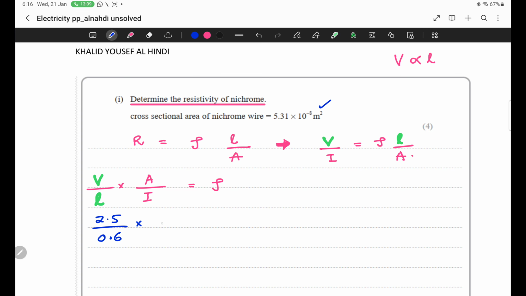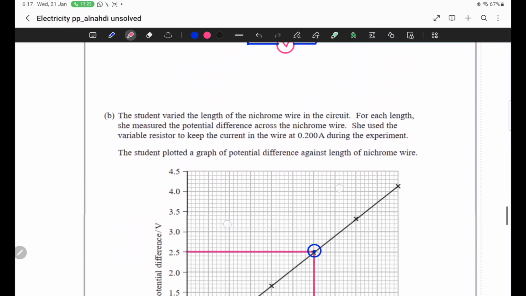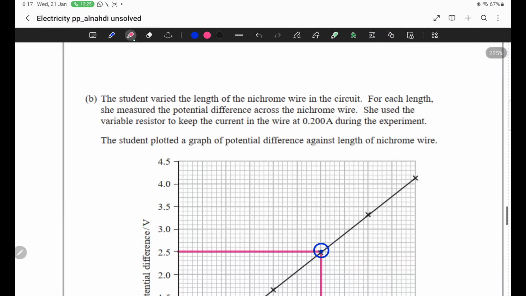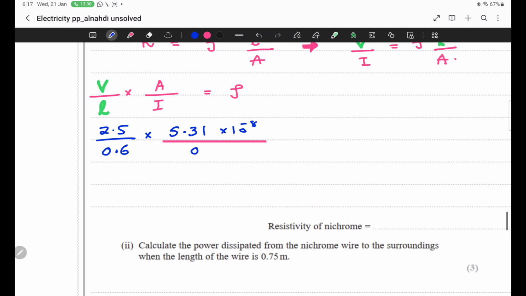The area of the wire is 5.31 times 10 to the power minus 8, divided by current. And if you read the question properly, the current during the experiment is kept constant, and the value of the current will remain 0.2. So, beta Banin, you use the calculator very well. Beta Banin, can you help me to calculate the resistivity?